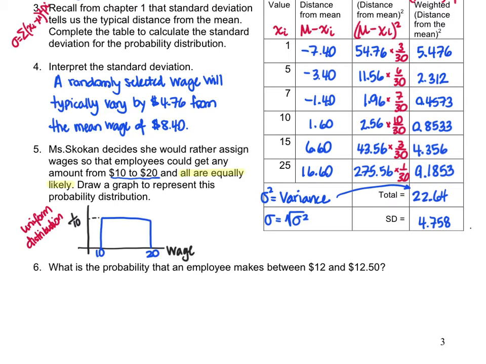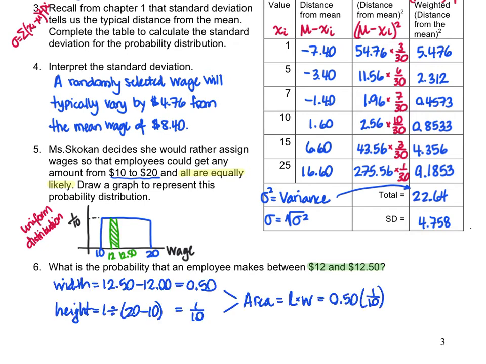Question number 6 asks us, what is the probability that an employee makes between $12 and $12.50? In our distribution, and this may not be exact, but we can shade that area in and mark it, so 12 and 12.50. And it is also a rectangle, so we know that in order to find the area under the curve, which is the same as the probability, we're going to multiply length times width. And that gives us an area or a probability of 0.05 or 5%.